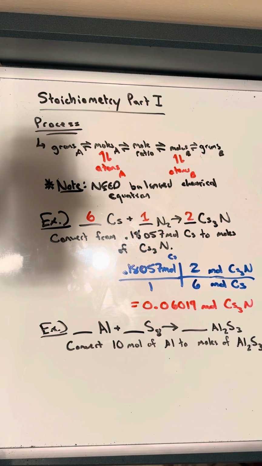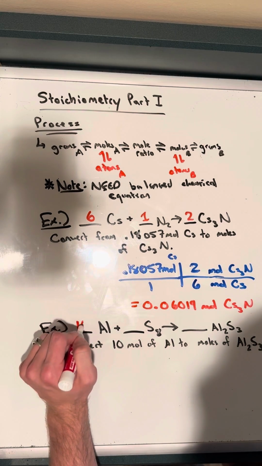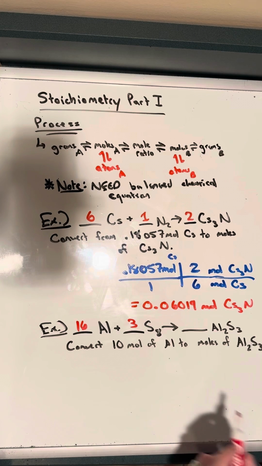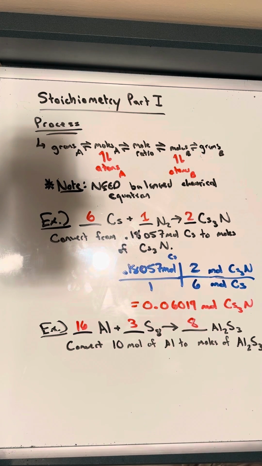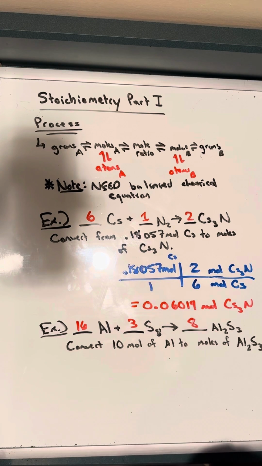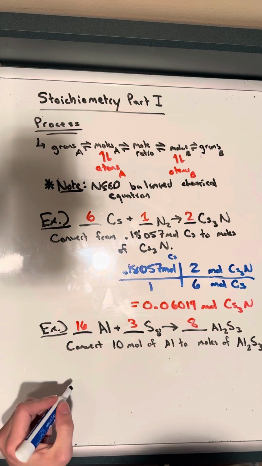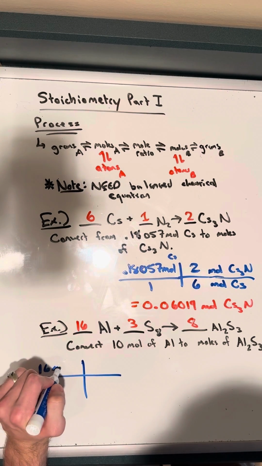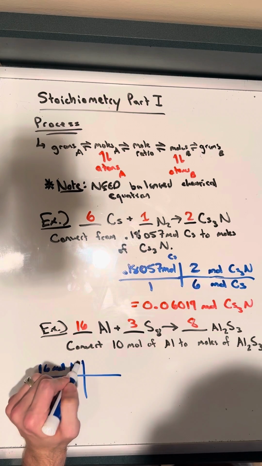So pause the video if you want to balance it. Otherwise, I'm going to balance this real quick. So we're going to have 16 aluminums. We're going to have 3 of these. And we're going to have 8 of those. So there gets me my balanced equation. Now I'm going to start my process. So I'm going to go through and I'm going to say, well, what do I start with? I start with moles of aluminum. So I have 16 moles of aluminum.